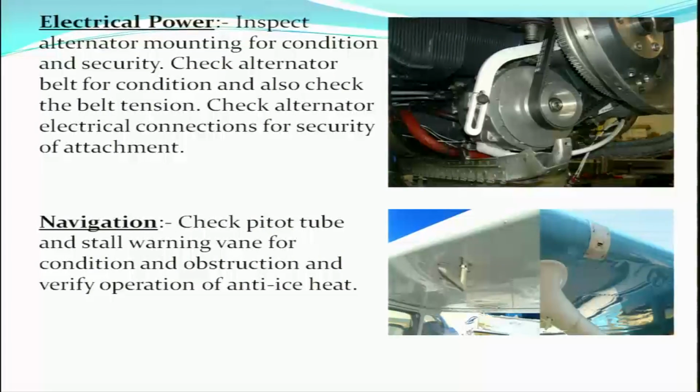So we need to check the pitot tube for condition, for any obstruction, for proper mounting. Further, we also need to check whether the anti-ice heat system is operating properly or not. This is the stall warning vane on the leading edge of the wing. This stall warning vane is also to be checked for proper operation.